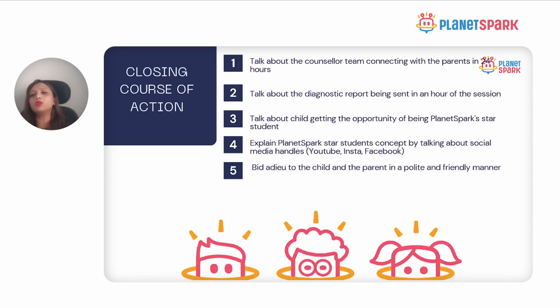And then you need to politely say bye bye to the parent as well as to the child once again. So, teachers, these are very important 5 points that you need to follow. The teacher in the demo class did most of them actually and missed out only on one, which is telling the parent that the child can become a star kid.